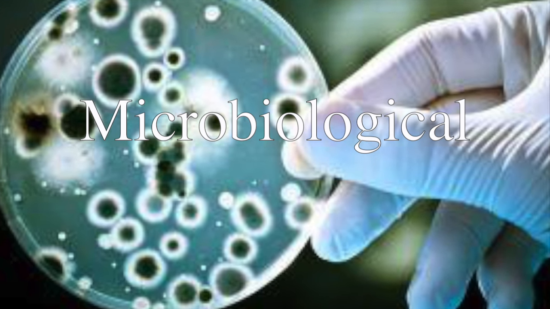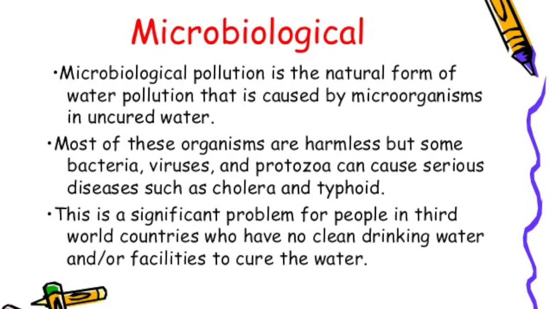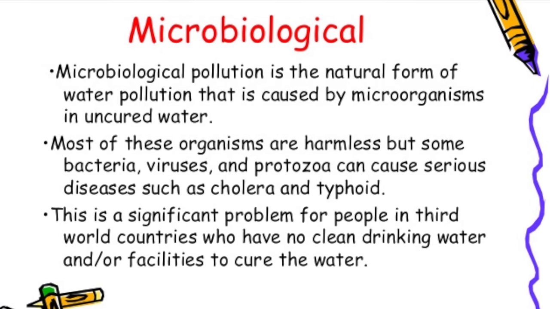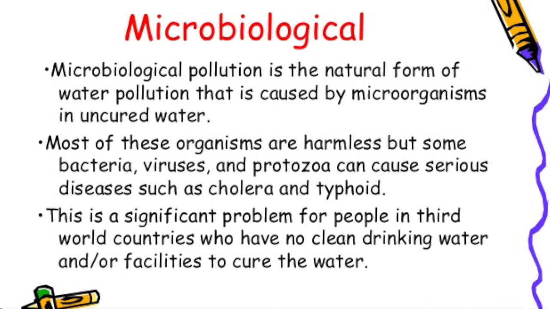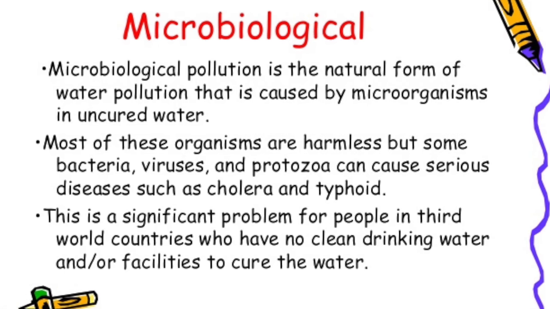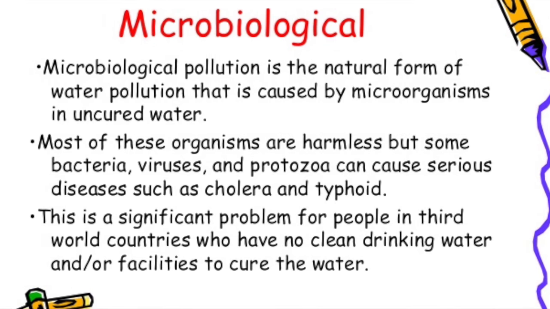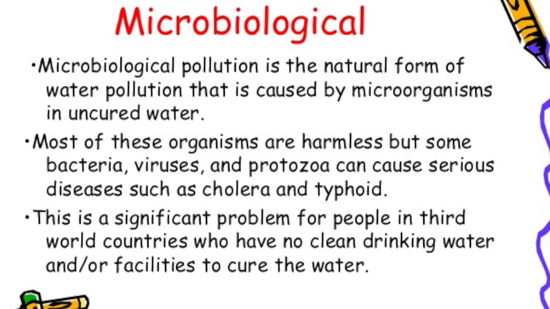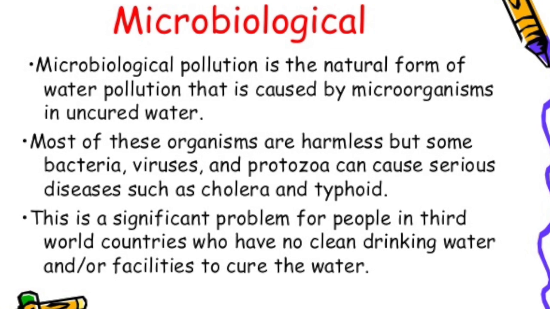Microbiological. Microbiological pollution is the natural form of water pollution that is caused by microorganisms in untreated water. Most of these organisms are harmless, but some bacteria, viruses, and protozoa can cause serious diseases such as cholera and typhoid. This is a significant problem for people in third world countries who have no clean drinking water or facilities to cure the water.